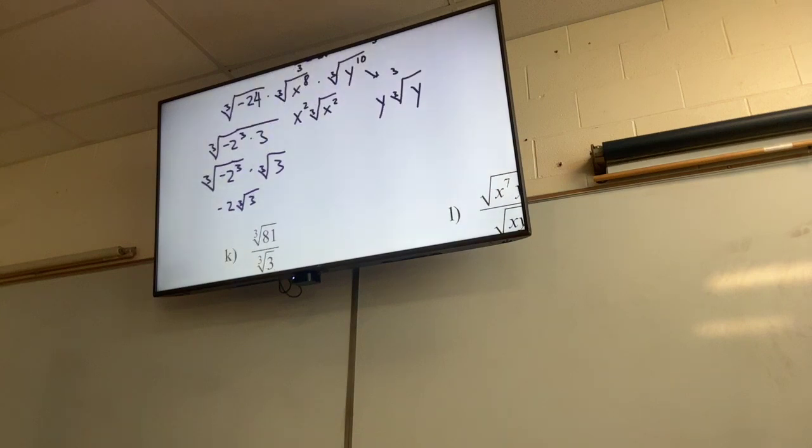Alright, so for our final answer, we're just going to multiply together everything that's on the outside. And then multiply together everything that's still stuck inside cube root symbols. Cube root of 3x squared y.